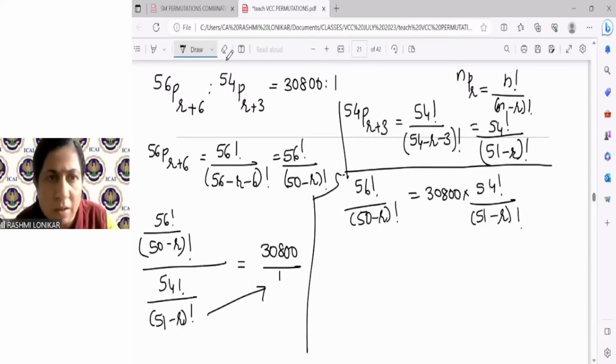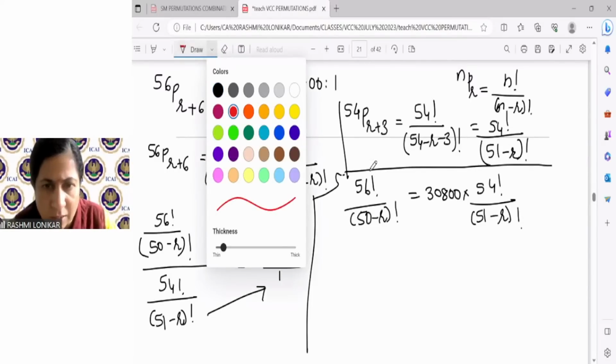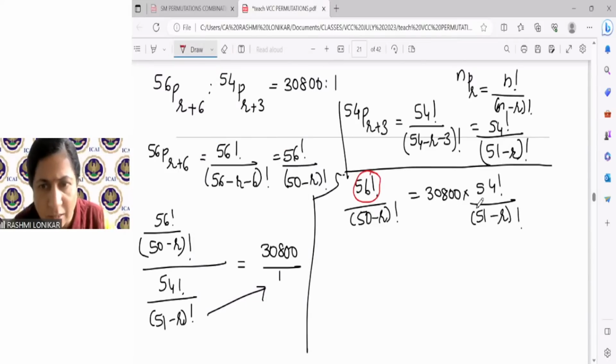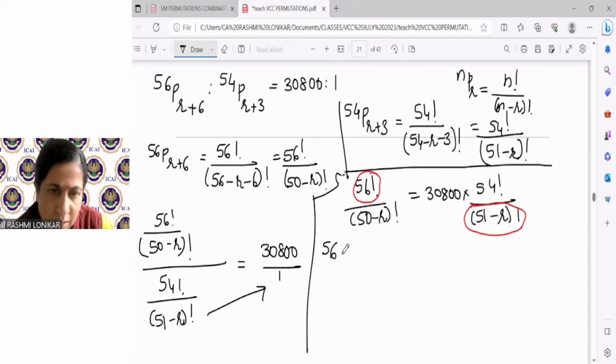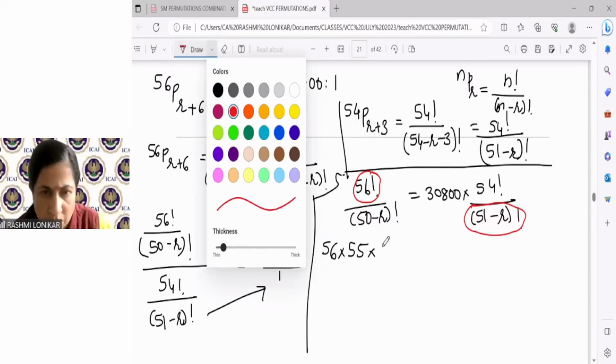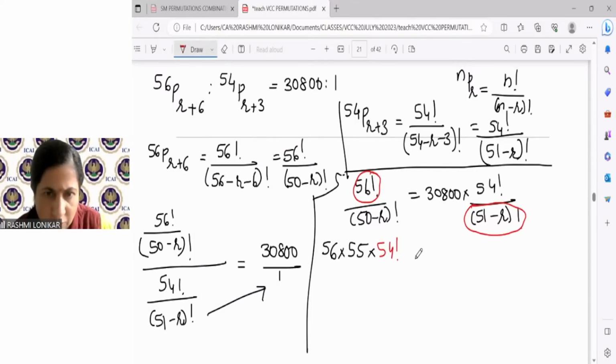So here I identify which is the bigger number. Here this is the bigger number and here this is the bigger number. 51 minus r is bigger than 50 minus r, obviously. And 56 is bigger than 54. So what I do, I write from the bigger number up to the smaller number. So this becomes 56 into 55 into 54 factorial.